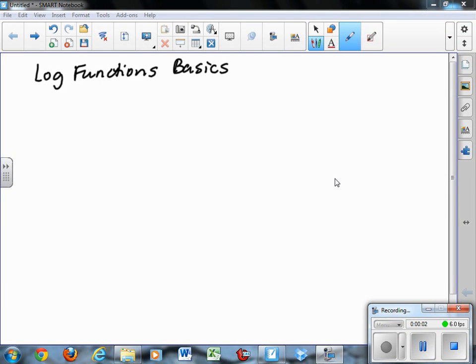In this video, I'm just going to introduce you to the concept of a logarithm. We're not going to go into a lot of depth, but just to give you a basic idea of what the notation means and what it tells you. So let's start by looking at exponents, because exponents and logarithms are intimately connected.